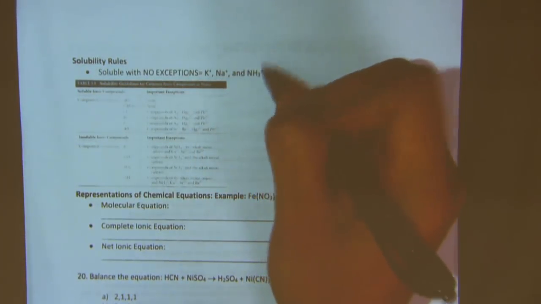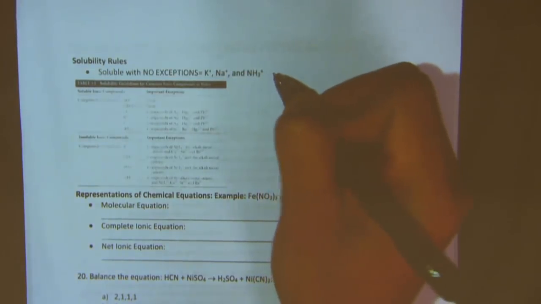And then moving on, something else that we should have memorized is the solubility rules. So especially memorize the ones that have no exceptions. So your alkali metals and ammonia are always soluble. So those are useful, but I would definitely have these memorized.